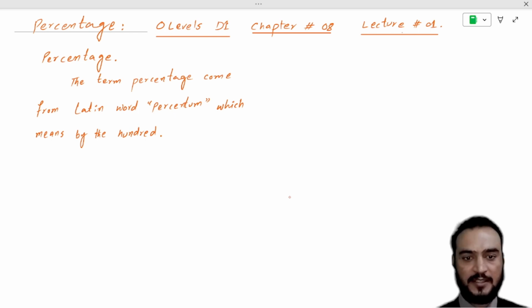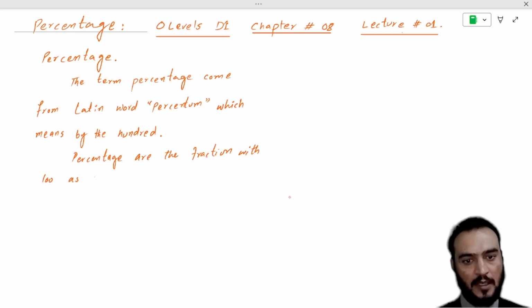that percentages are the fractions with 100 as the denominator. Any fraction whose denominator is 100 is said to be a percentage.